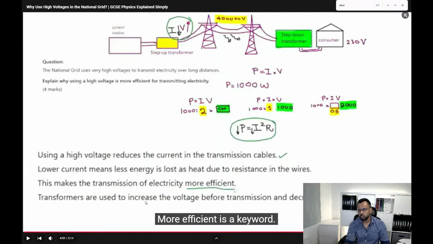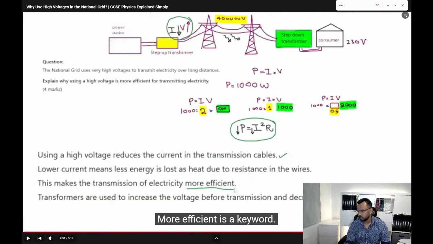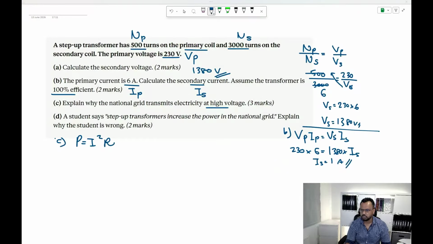Transformers are used to increase the voltage just before transmission and decrease it before use. So we have a step-up transformer near the power plant where you increase it to 400,000 volts and it is transmitted to where we want to go, and then at the end it's reduced. Take a screenshot. In fact, I've sent you the link, guys. So that is technically the answer for this one.